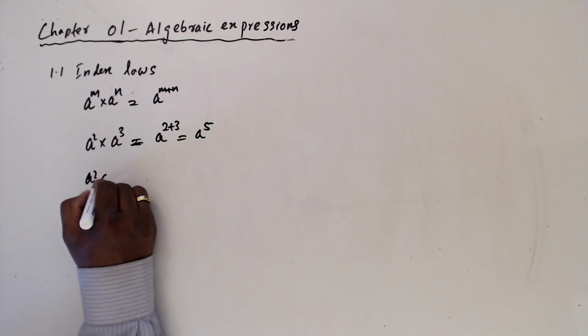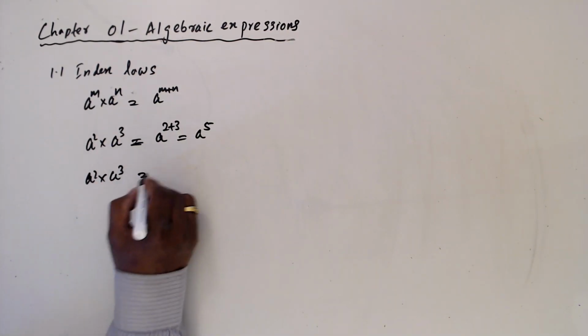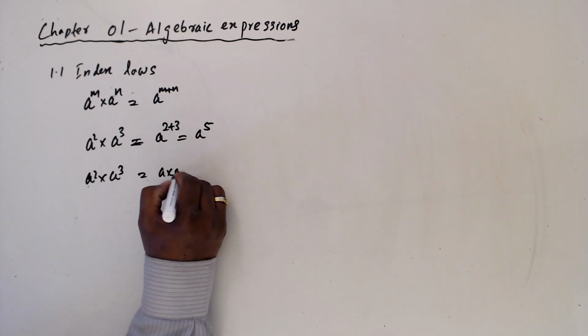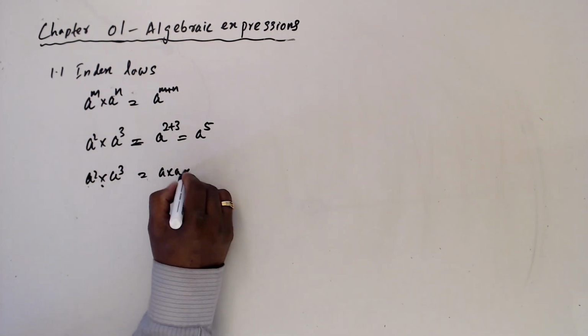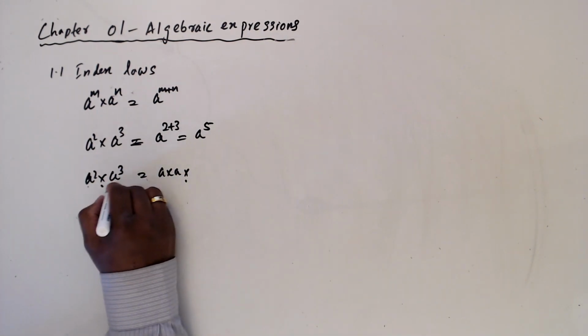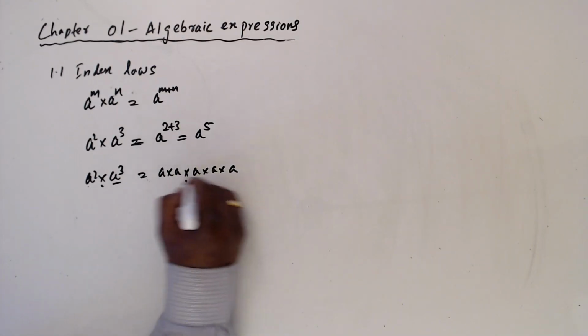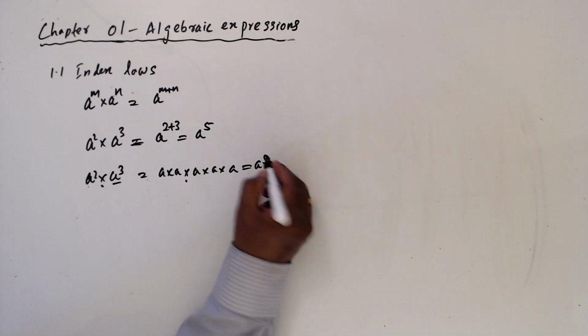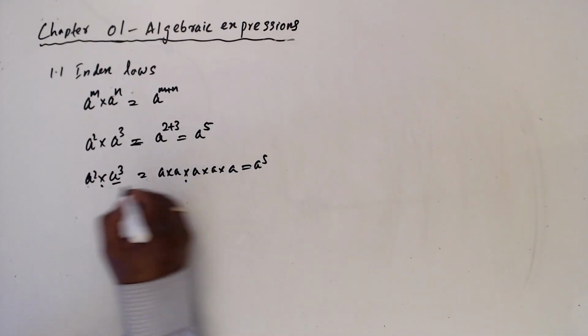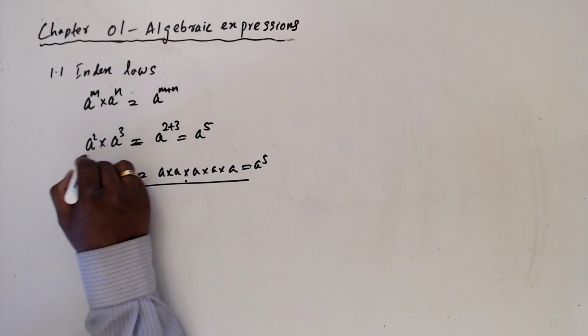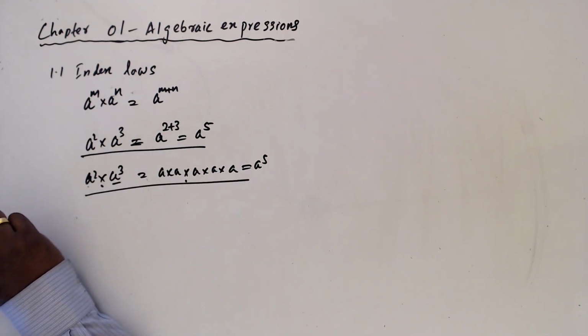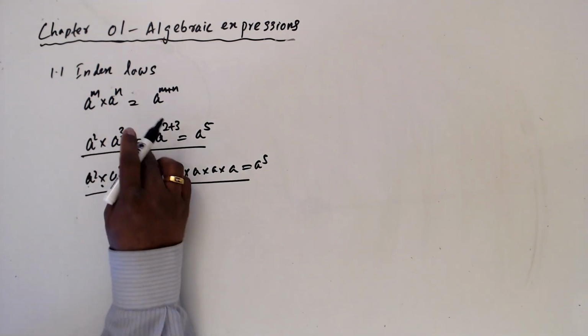If I write it differently, this is a times a, and this is a multiplication of another 3 a's. I need to multiply them together, so total 5 a's, a to the power 5. So instead of doing this, very simply we can simplify with this law.